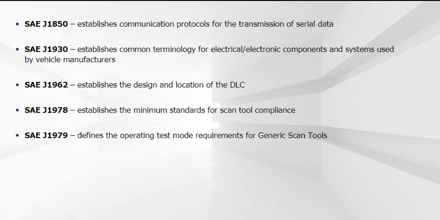SAE Document J1979, titled Electrical Electronic Test Modes, subject is GST Diagnostics. The standard defines the operating test mode requirements for scan tools. These requirements include the ability to gain access to specific data as well as perform certain functions.